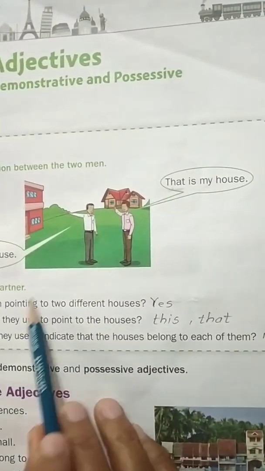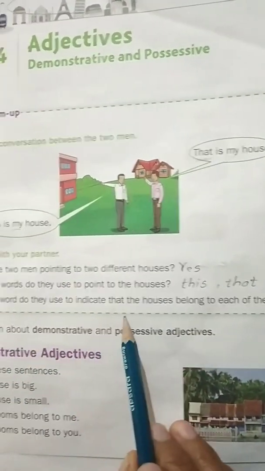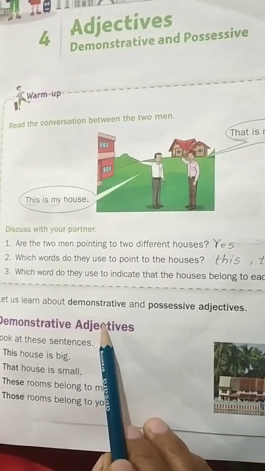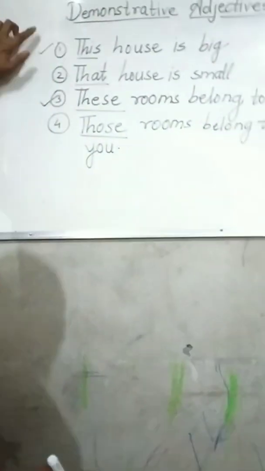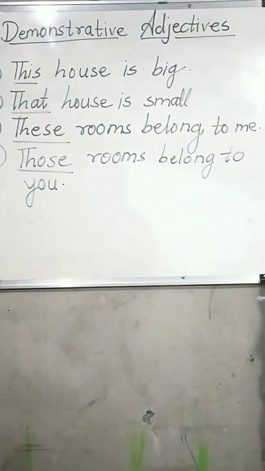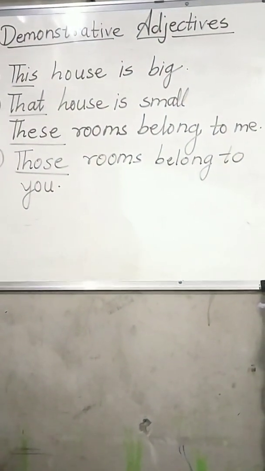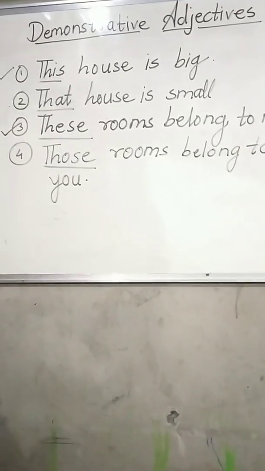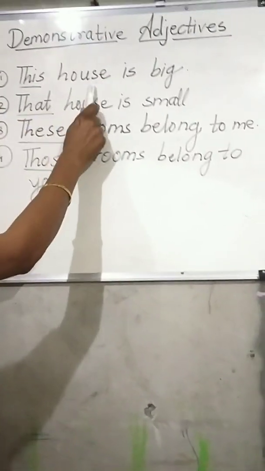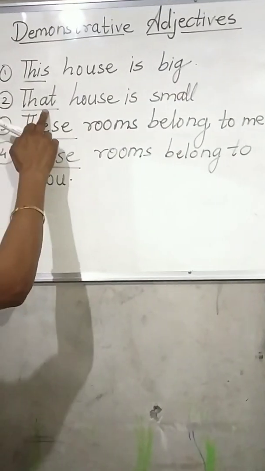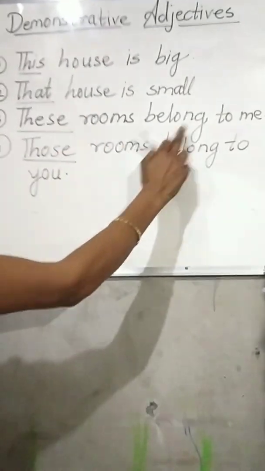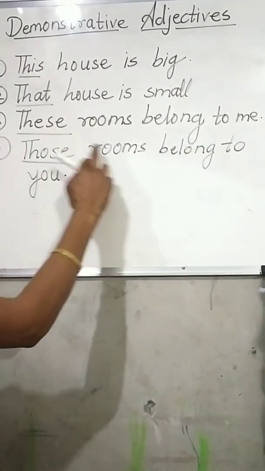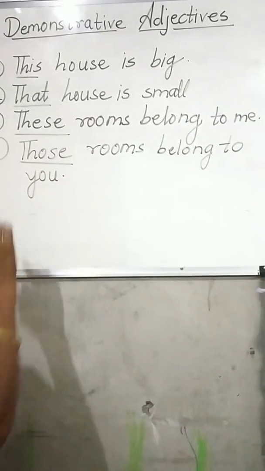Okay, so this is all about the warm up. Let's start demonstrative adjectives. Children, now let's learn about demonstrative adjectives. Give attention to the blackboard. Children, here I have written 4 sentences on the blackboard. I'm going to read these sentences for you. This house is big. That house is small. These rooms belong to me. Those rooms belong to you.